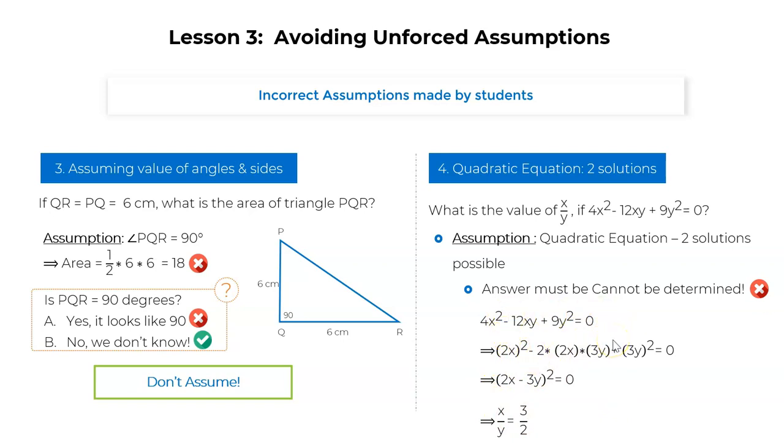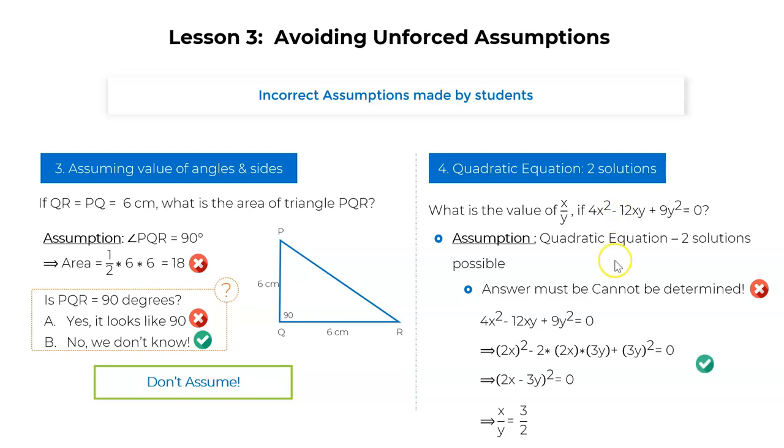You should know how to solve a quadratic equation, and you should solve it, find the answer, and then check if there are two different solutions, and only then mark "cannot be determined." Otherwise, don't, or else you'll fall for a trap like this because you made an assumption in the beginning. So these are the most frequently made unforced assumptions by students.